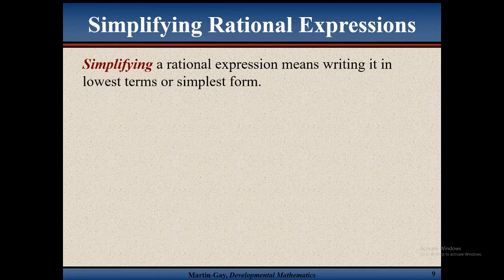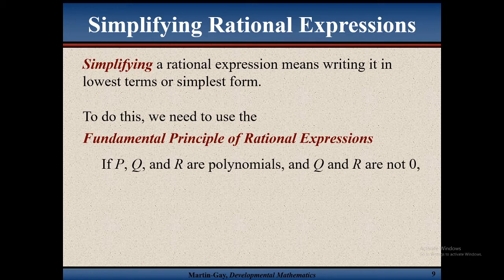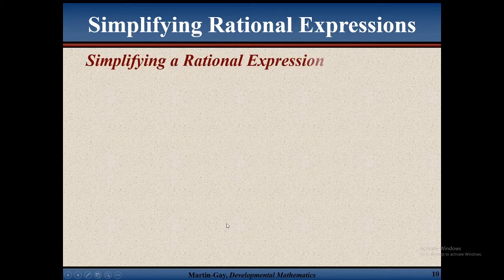Simplifying a rational expression means writing it in lowest terms or simplest form. We have learned already how to factor, and we use factoring to simplify rational expressions. To do this, we need to use the fundamental principle of rational expressions: if p, q, and r are polynomials and q and r are not 0, then pr over qr is equal to p over q. Simply cancel r, which makes it p over q.